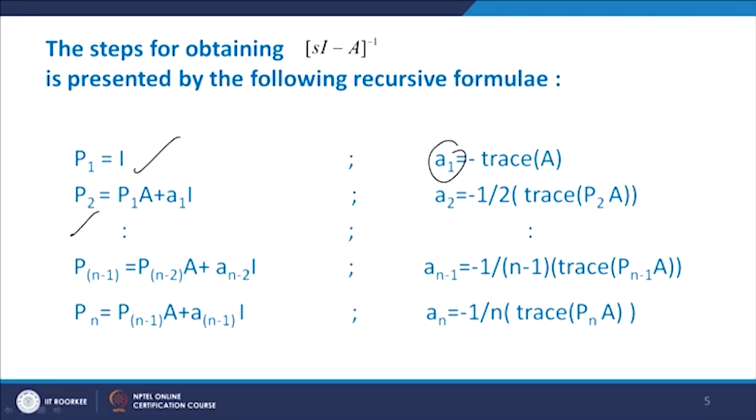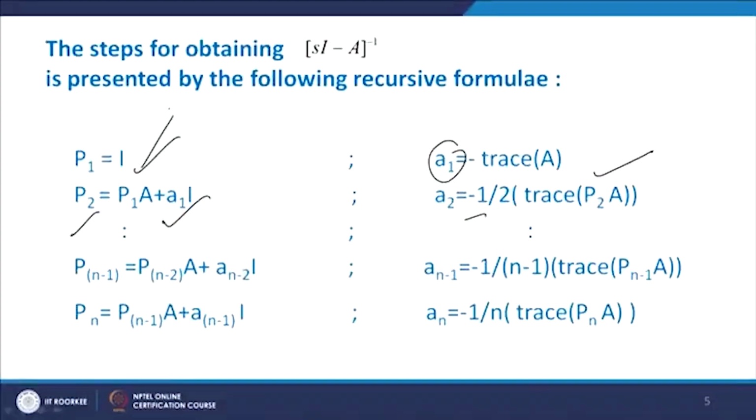Now, P2 equals P1 A plus A1 I, and A2 equals minus 1 by 2 trace of P2 A. So, we got P2 and A2, and you will find that in this particular method there is no division as such, no need for any minors, only simple multiplication and addition. We have got P2 and A2, and P1 and A1: I have assumed P1 as I, and A1 we have got as minus trace of A.